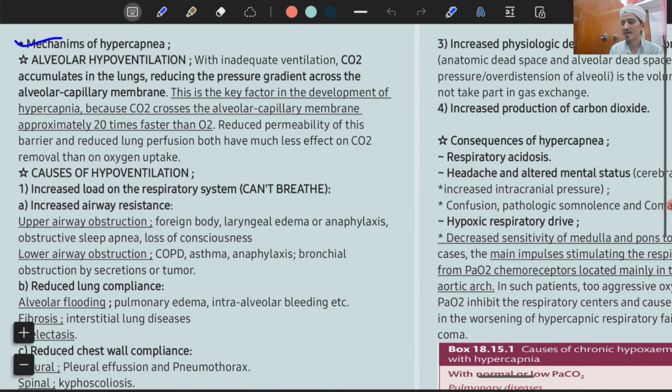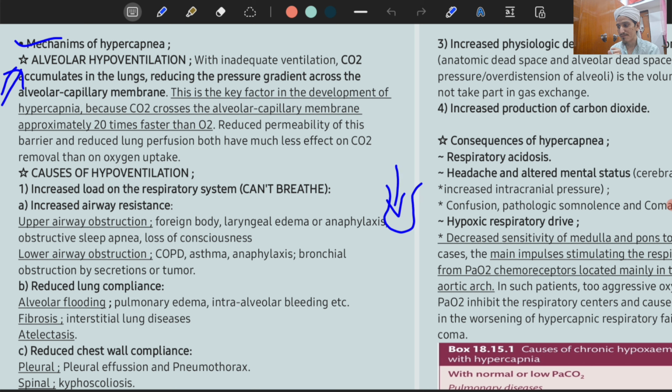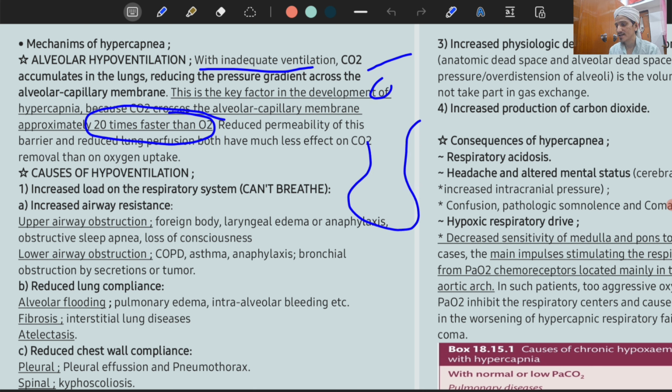The mechanism of hypercapnia is mainly alveolar hypoventilation. Remember the word alveolar hypoventilation, meaning the cycle of movement is impaired in the alveoli. Oxygen is not coming, carbon dioxide is not going. The rate or capacity with which it should come is not happening. So alveolar hypoventilation is the most common cause of hypercapnic respiratory failure. With inadequate ventilation, carbon dioxide accumulates in the lungs, reducing the pressure gradient across the alveolar capillary membrane. This is the key factor in the development of hypercapnia, because carbon dioxide crosses the alveolar capillary membrane 20 times faster than oxygen.